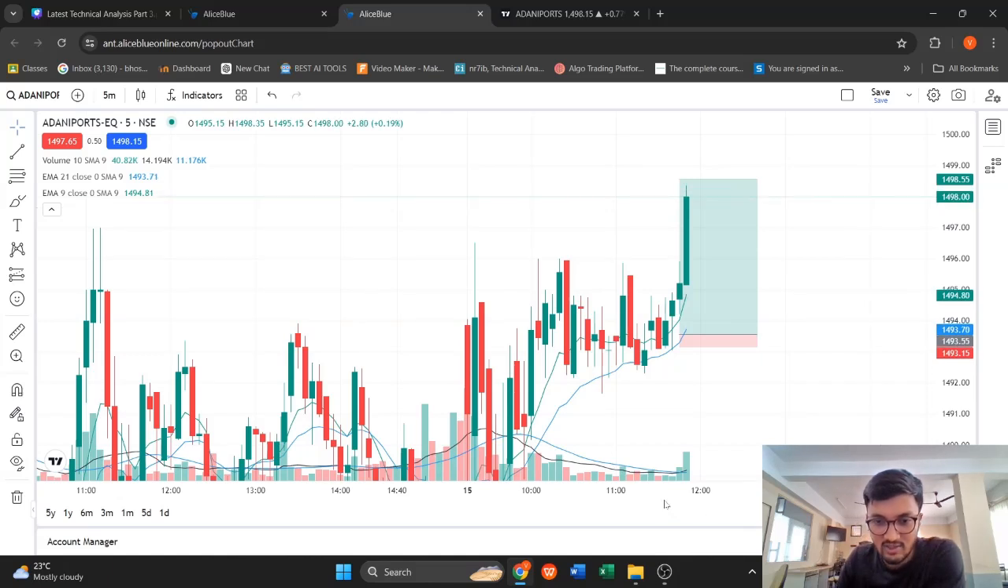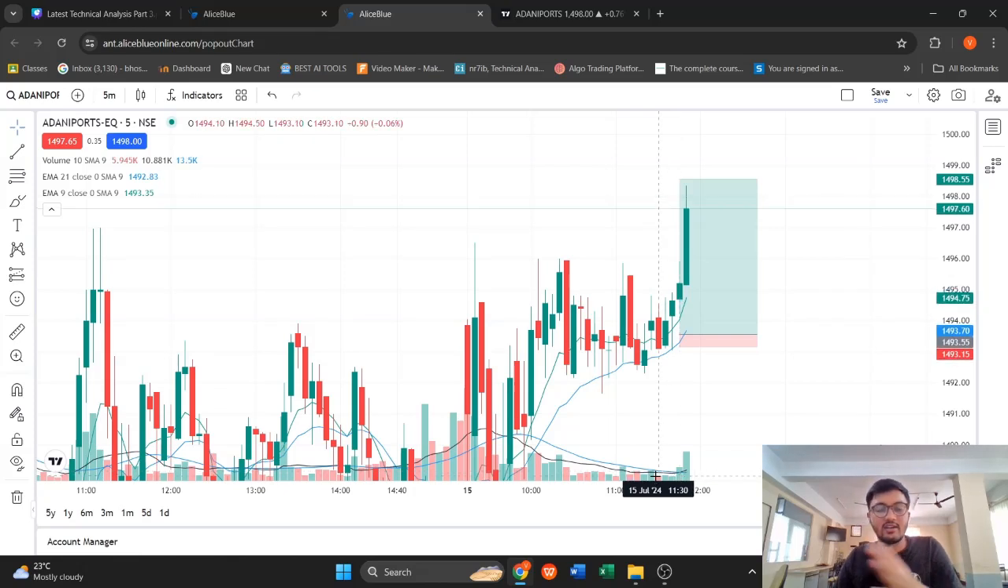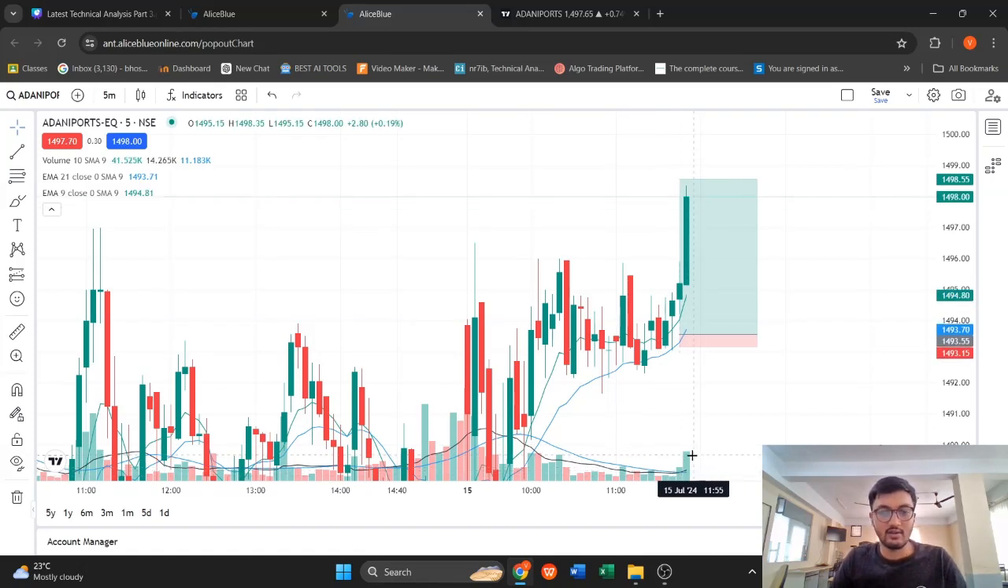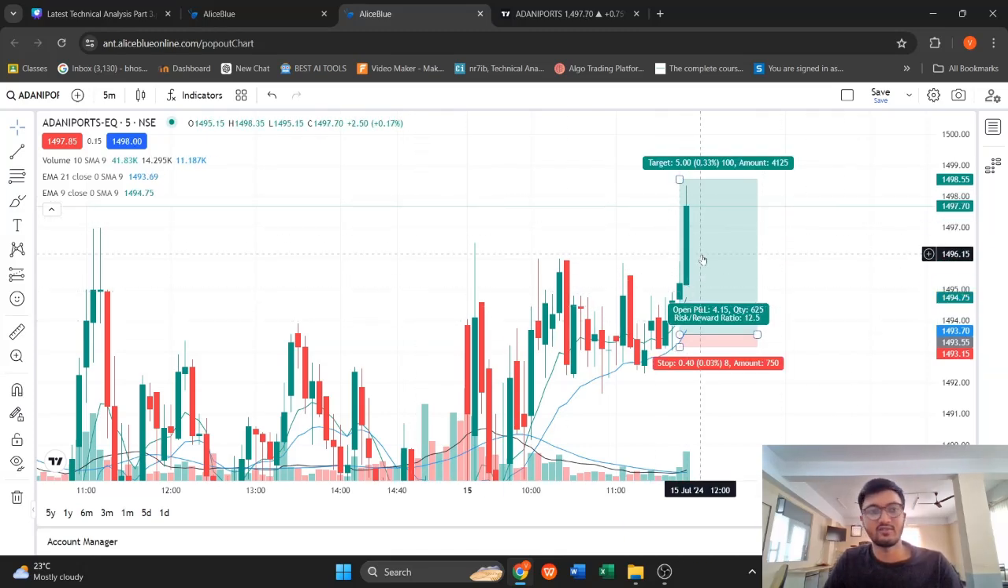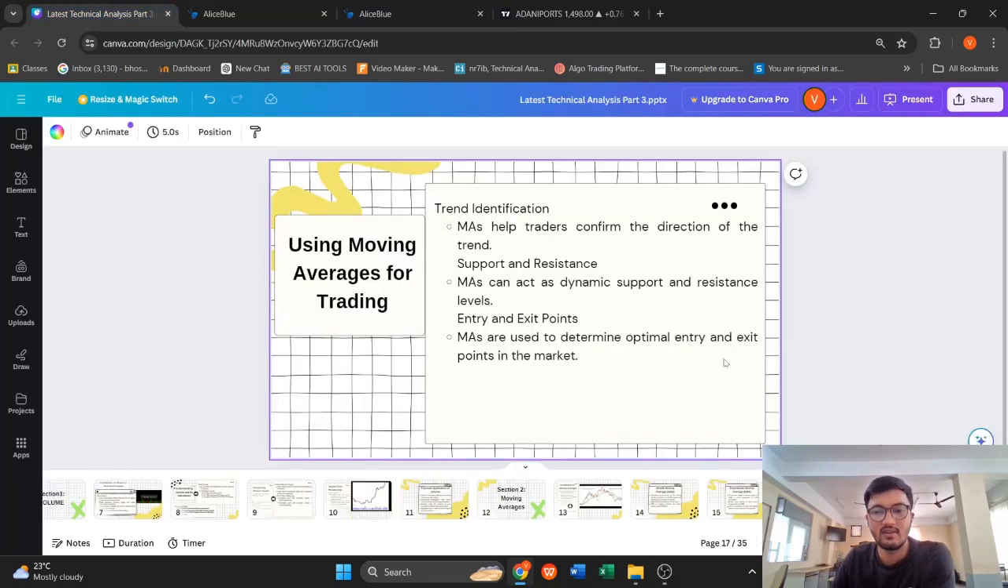Whatever we just understood, we are applying right now: the volume of the previous 10 five-minute candles is above the last 10 candles, and as soon as all this setup took place, you can make a trade. That's what I was trying to say. So let's get back. Adani Ports just rose 5 rupees from here.